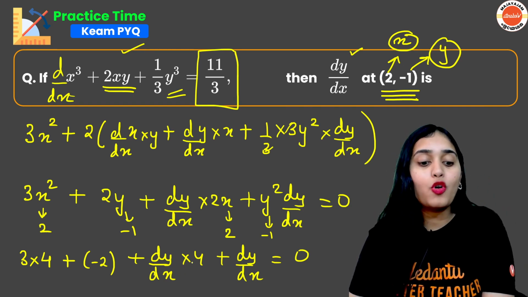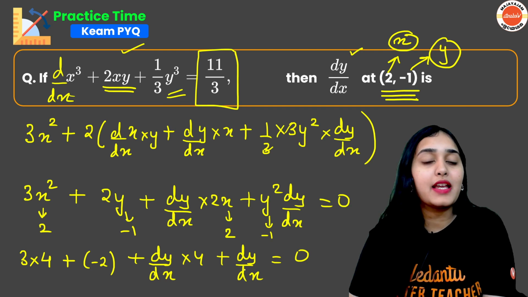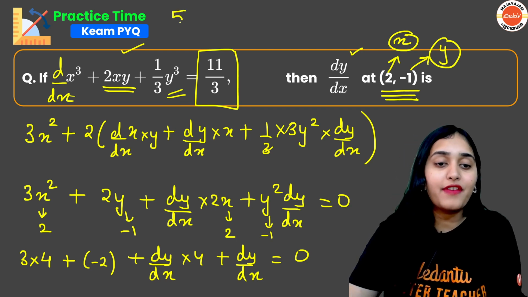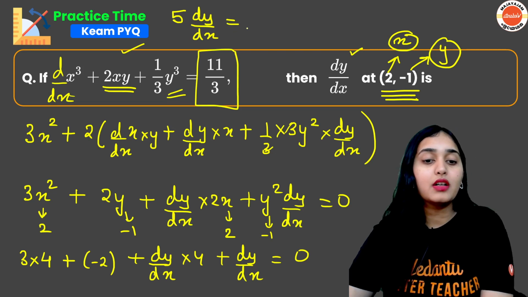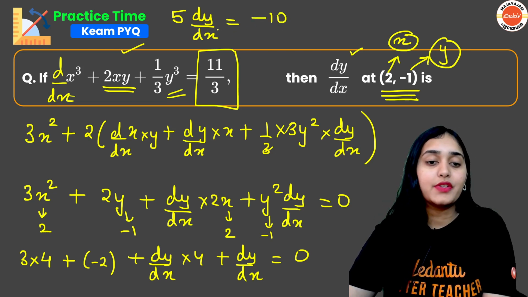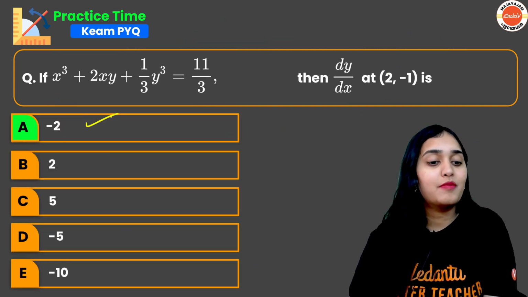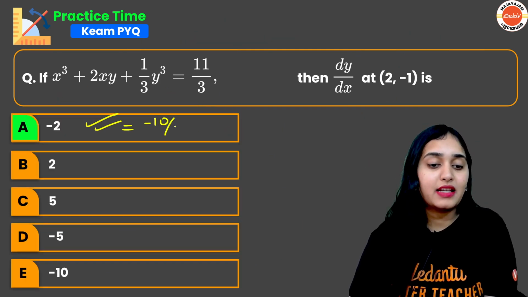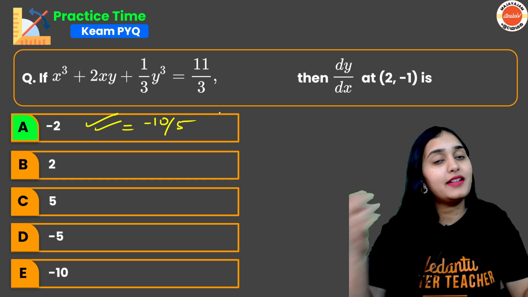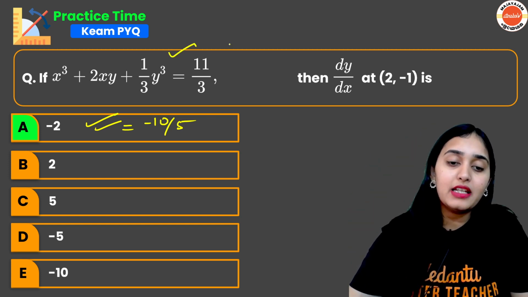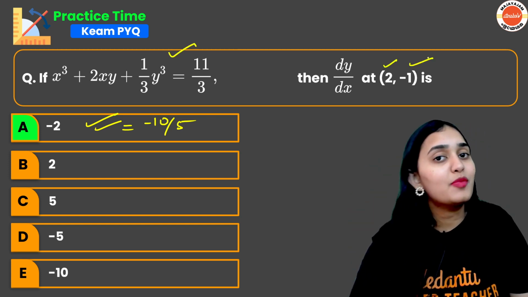And 4 times dy by dx plus dy by dx is 5 times dy by dx. So we get 5 times dy by dx is equal to minus 10. So dy by dx will be minus 10 upon 5, which is minus 2. That's our answer. So just differentiate it, put x is equal to 2, y is equal to minus 1.